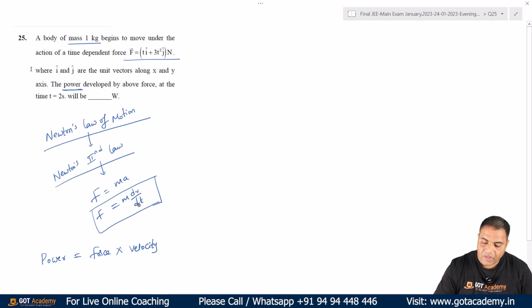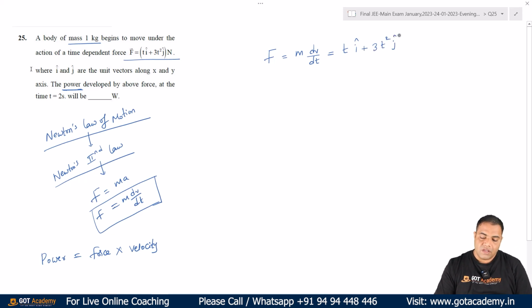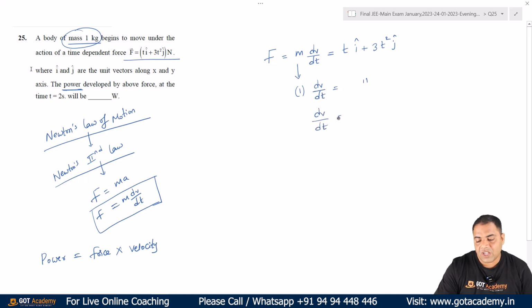Okay, F is equal to m into dv by dt. This is what we know. But as for the given question, the force is t along x-axis plus 3t square along j-axis. This is what is given. So mass is given as 1 kg. So in place of m, I'll put 1 into dv by dt is equal to so and so. With this, dv by dt is equal to t along x-axis, 3t square along j-axis.